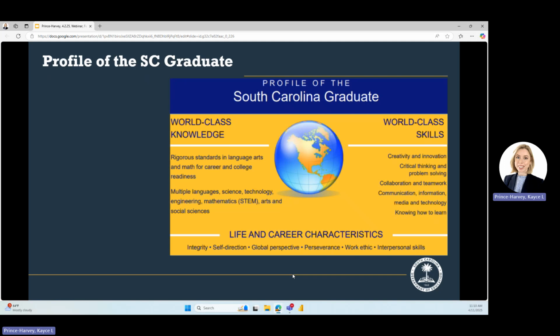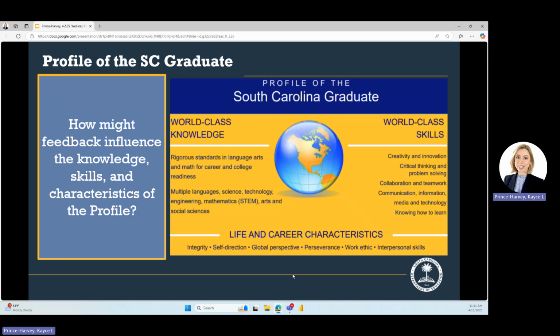Not only is feedback an evidence-based practice, but it is integral to meeting the expectations of the profile of the South Carolina graduate. So even if it isn't directly stated, feedback certainly influences the knowledge, skills, and characteristics of the profile. So let's take a look. I want you to consider the profile. Think about how feedback might influence the knowledge, skills, and characteristics of the profile.